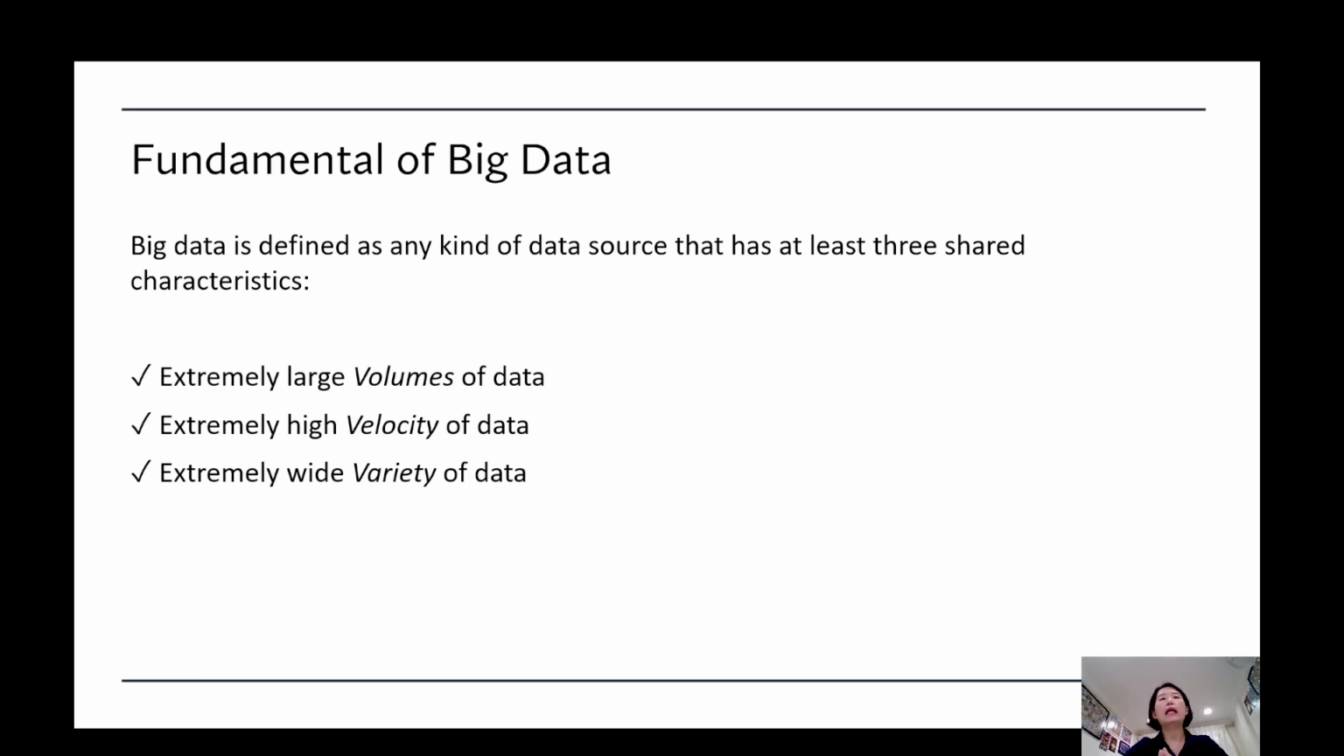Big data is defined as any kind of data source that has at least three shared characteristics, the 3Vs. But in fact, in many research papers we have more Vs, like 5Vs or 6Vs. The commonly known 3Vs of big data are: first, the volume of data; second, the velocity of data, which means how fast your data can be collected per day or per minute; and third, the variety of data, the different kinds of data that you collect.